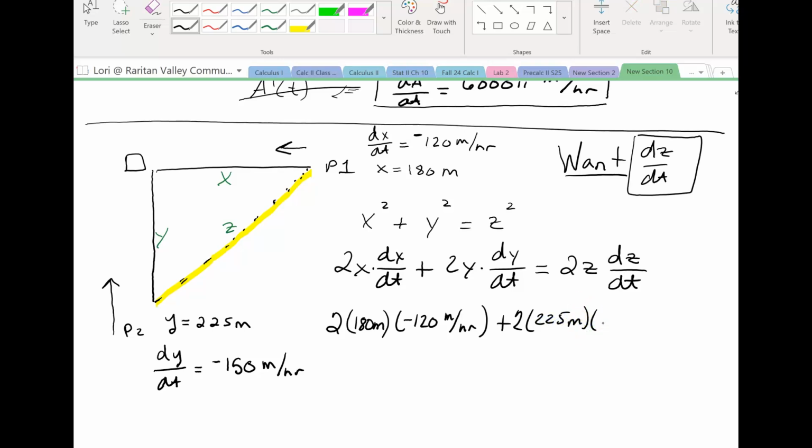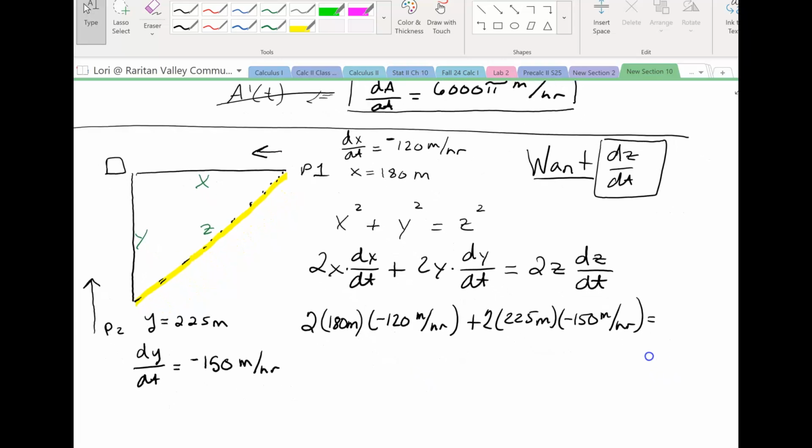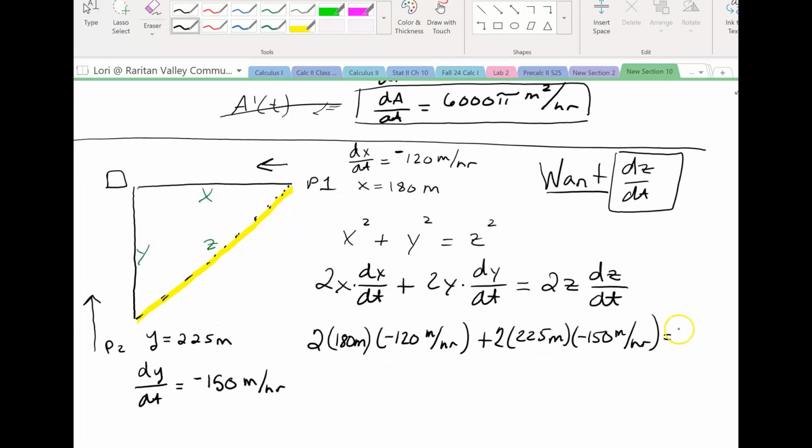Our dy/dt we have is negative 150 miles per hour equals, gotta shrink that a little bit, give myself some space. There we go. 2, we'll come back to z for a minute, just leave an empty space there. We don't know dz/dt, but that's okay because that's what we're looking for, so we're just going to write dz/dt.